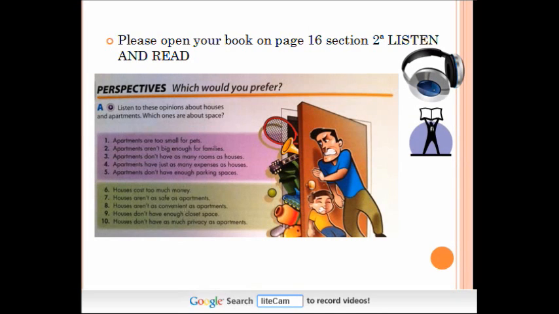Okay, so let's continue. Please open your book on page 16, section 2, and I will ask you to listen and read. Unit 3. Time for a change. Page 16, Exercise 2. Perspectives. Which would you prefer? Part A. Listen to these opinions about houses and apartments. Which ones are about space?